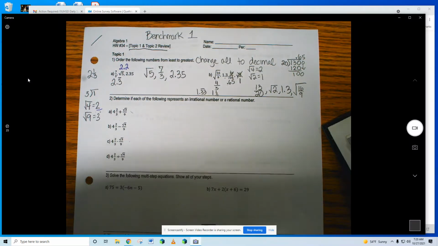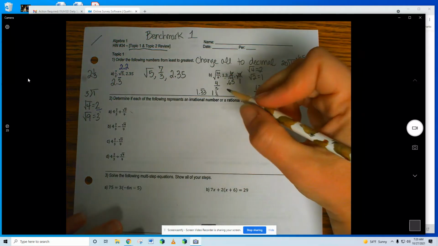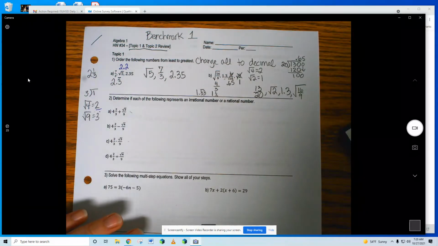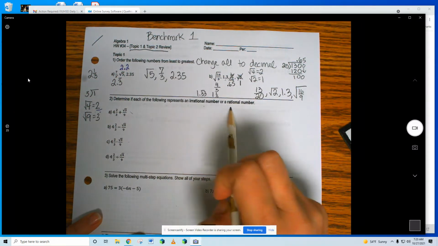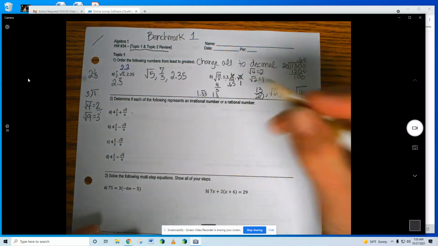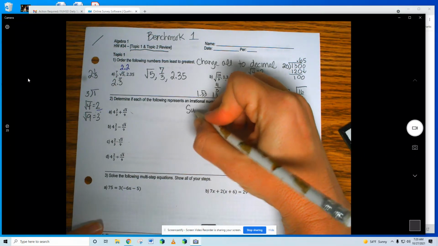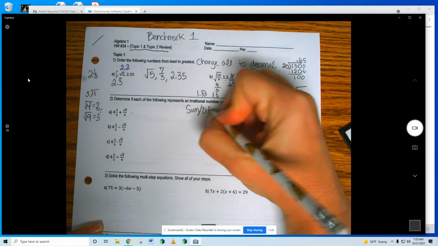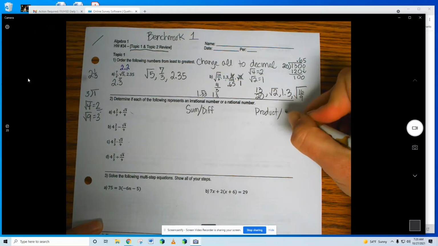Okay, here we go. Determine if each of the following represents irrational or rational. So here we go: sum and difference, and then product, divide, or quotient.